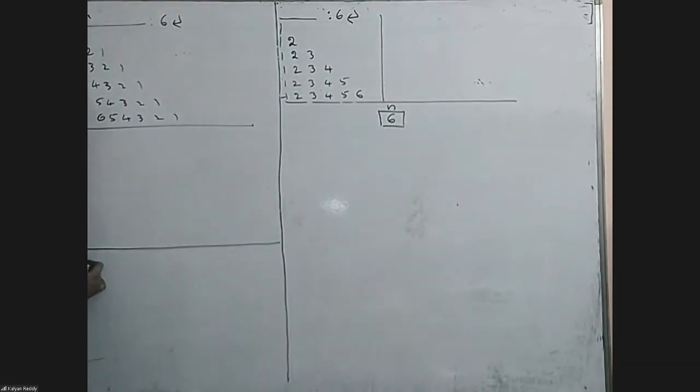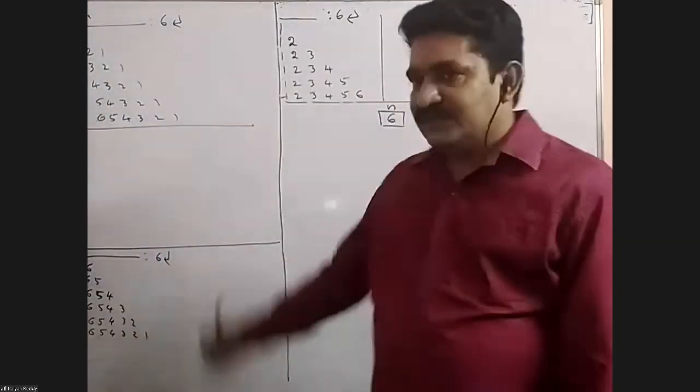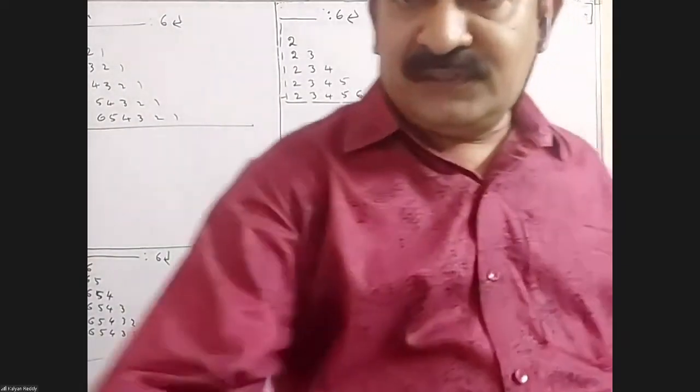One more, suppose the input number is 6. The required output needs to be like this: 6, 6, 5, 6, 5, 4, 6, 5, 4, 3, 6, 5, 4, 3, 2, 6, 5, 4, 3, 2, 1. See here also 6 lines. First line one number.